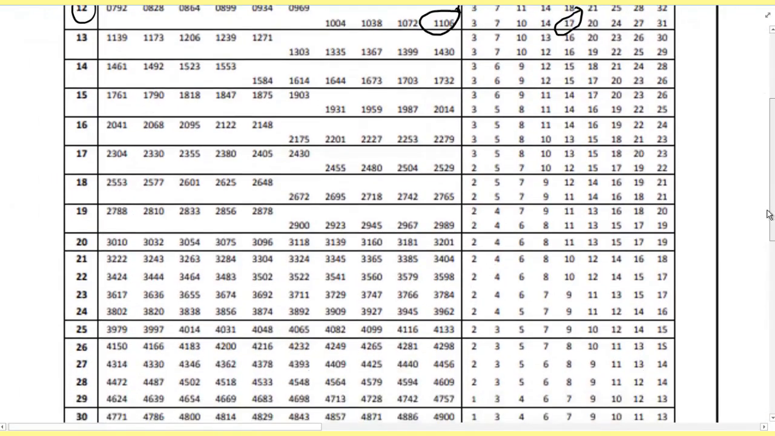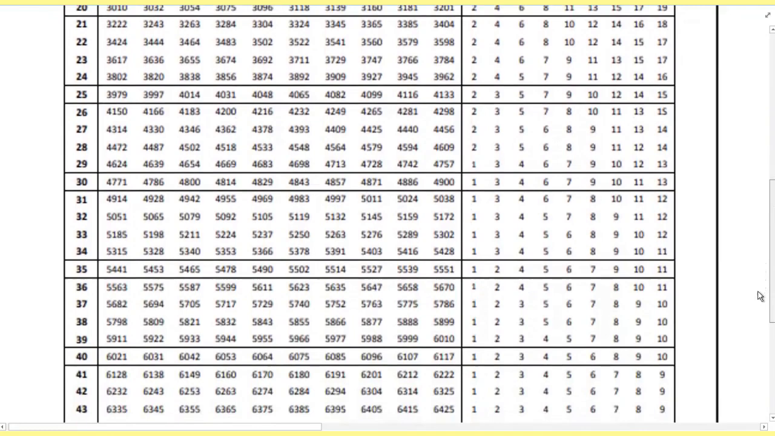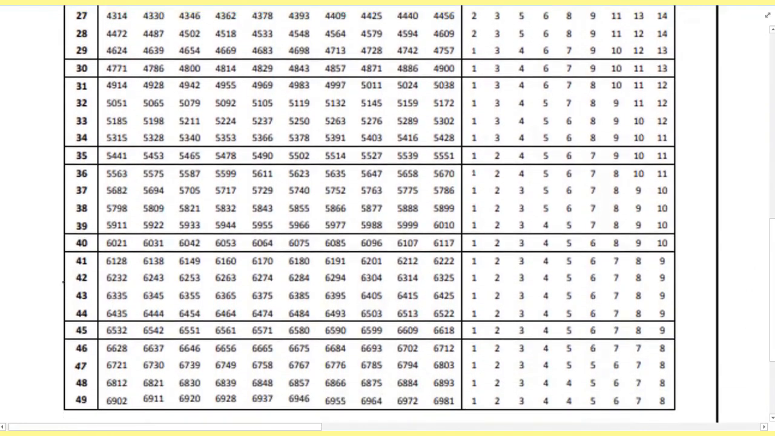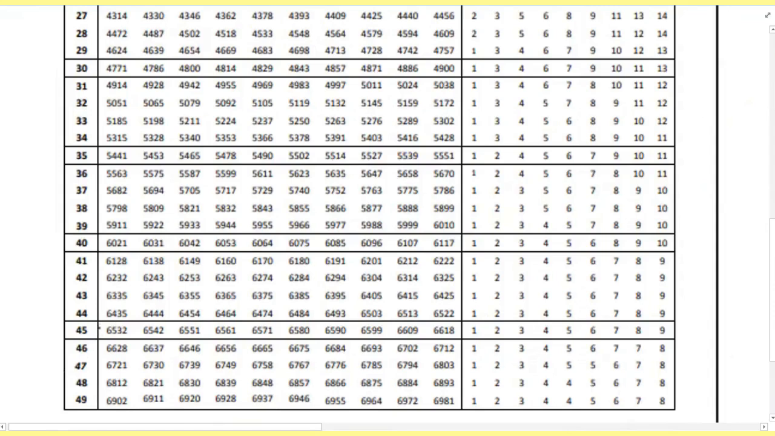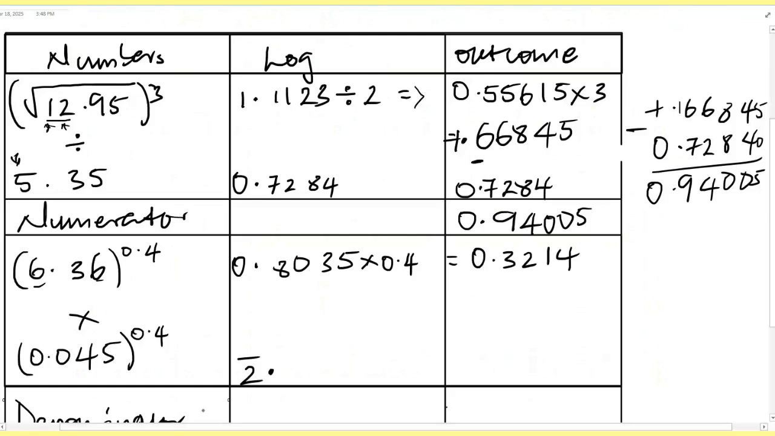So come down to 45. So this is 45. So we're checking for exactly 45 under 0. So 45 under 0 is this. We have 30, we have 65, 32. So I write it exactly 65, 32. Now 65, 32 multiplied by what? 0.4.